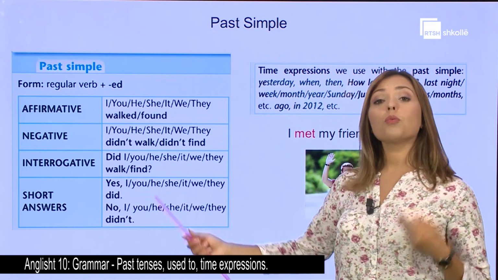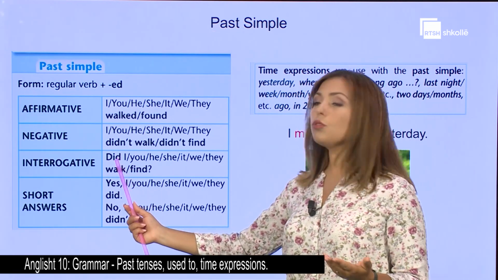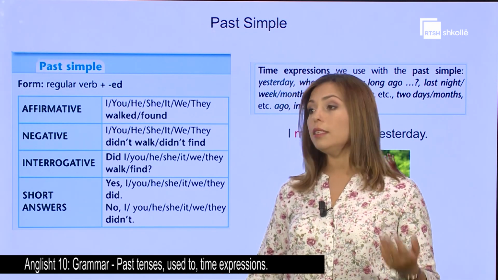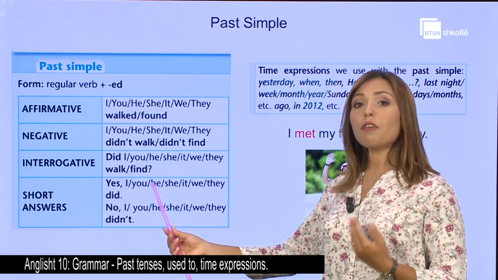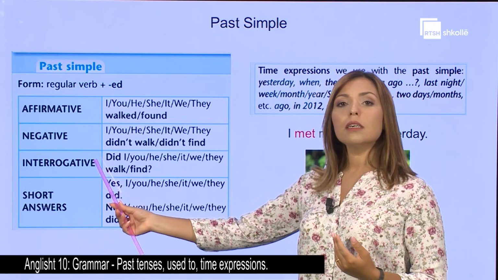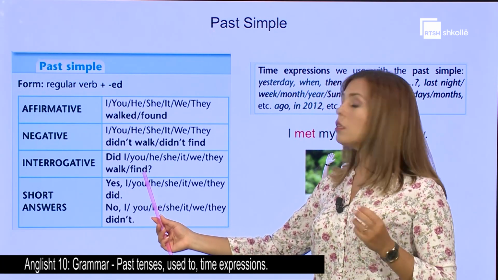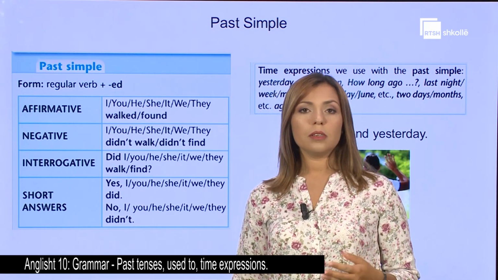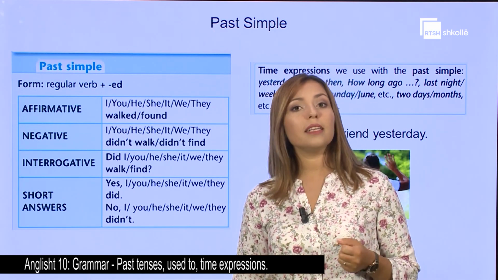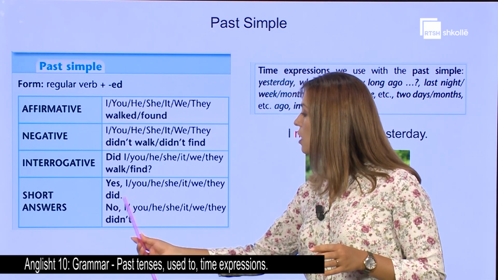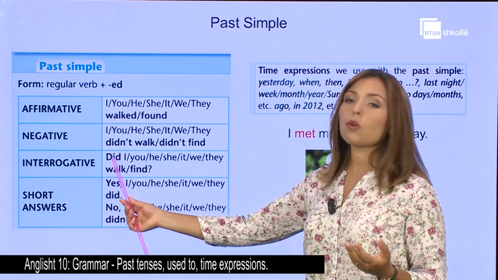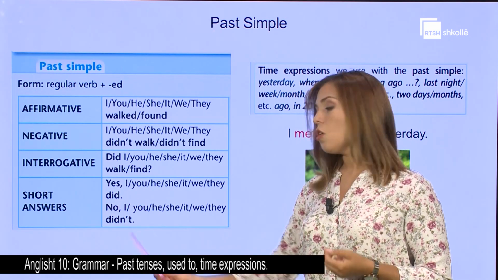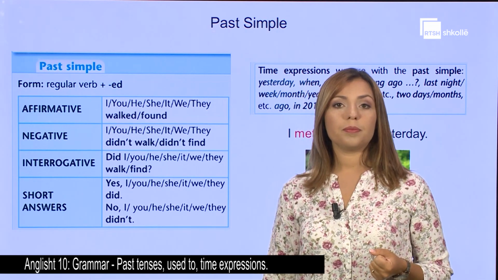Interrogative. When we want to ask, again we're going to use did. So, did I walk? Did you walk? Did he find? Did she find? So we put did in the beginning and then our simple verb. If we want to answer shortly, did you walk? Yes, I did. So we answer in the same way that we ask the question. We ask with did, we answer with did. Yes, I did. Or no, I didn't.